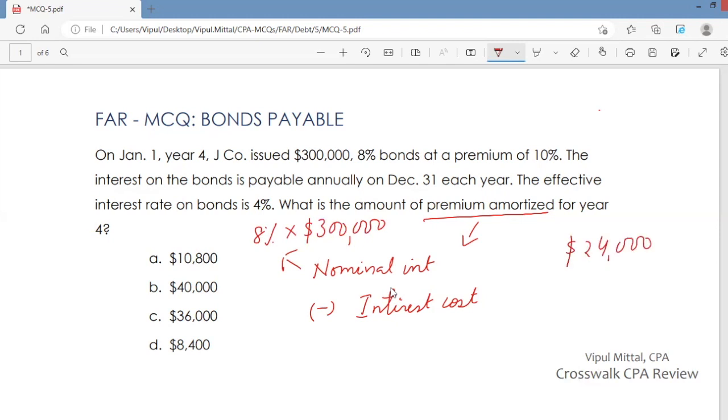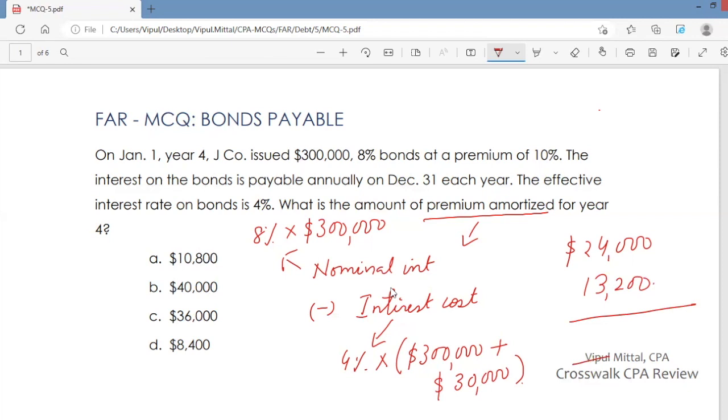What is your interest cost for year 4? This is 4% of the amount outstanding. And how do you calculate the amount of bonds payable outstanding? It is the face amount increased by unamortized premium. Unamortized premium is $30,000, that is 10% of $300,000. And this periodic interest cost is 13,200.